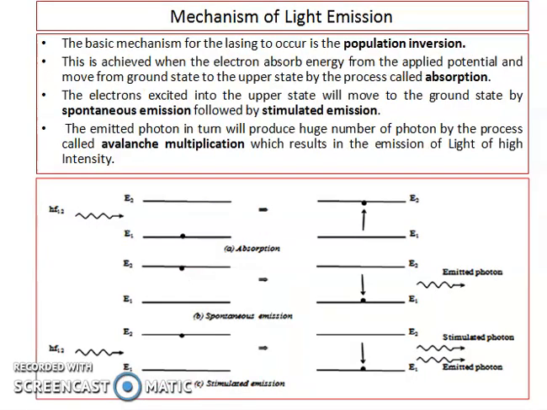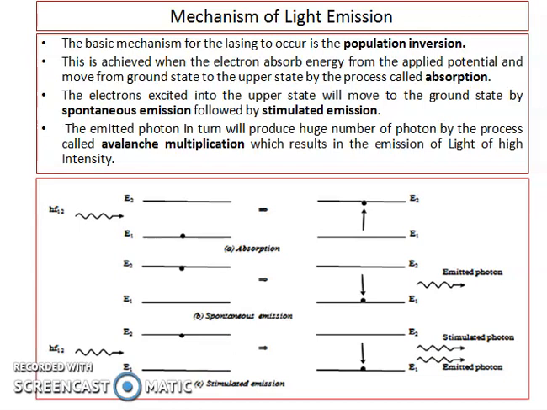Next we will see the mechanism of light emission, or how the light is emitted from this type of device. Three important processes we have to consider here are absorption, spontaneous emission and stimulated emission. The basic mechanism for the lasing to occur is the population inversion. This is achieved when the electron absorbs energy from the applied potential and moves from ground state to the upper state by the process called absorption.